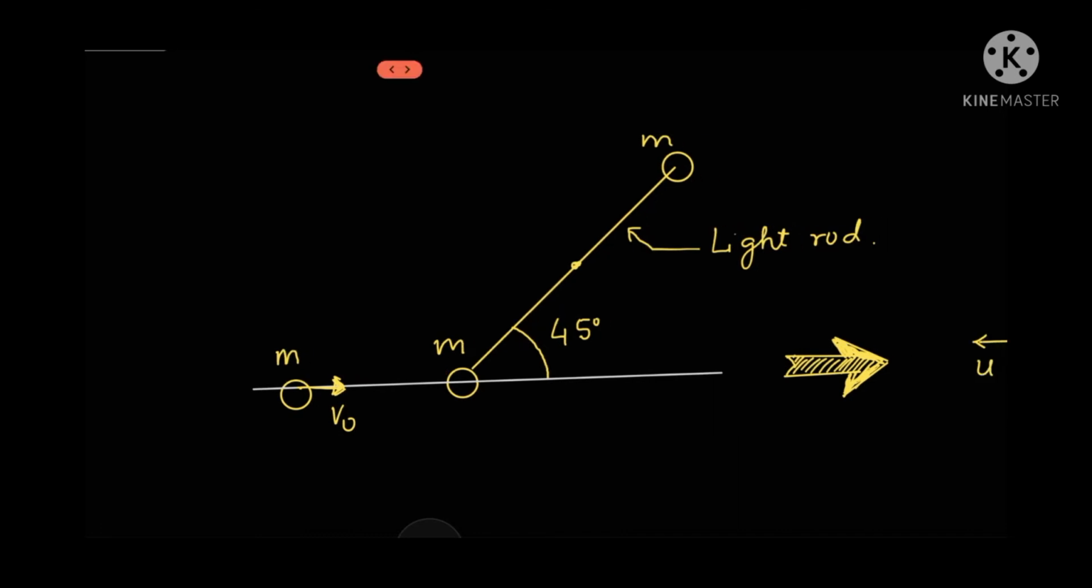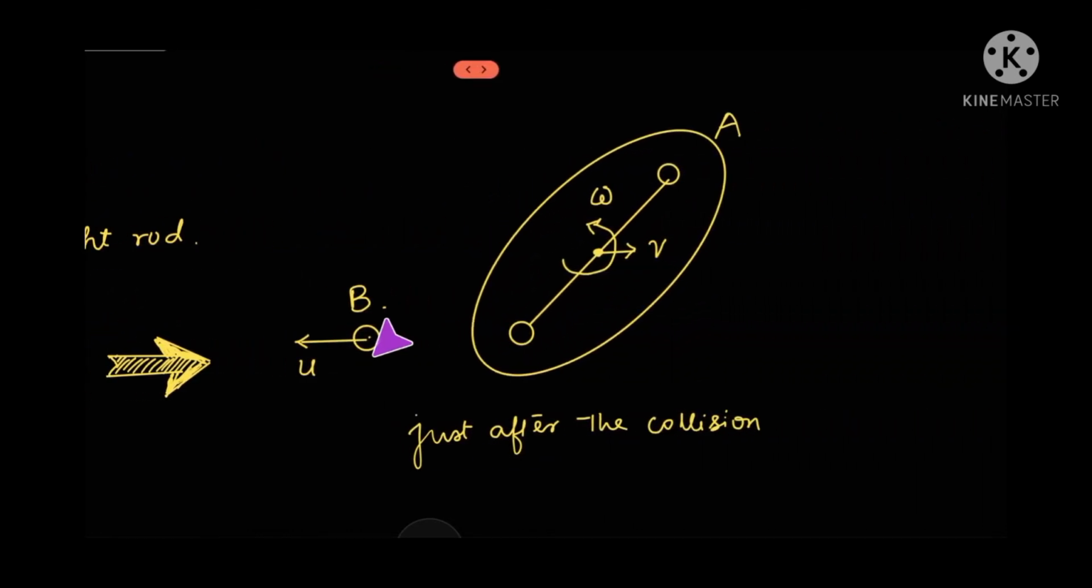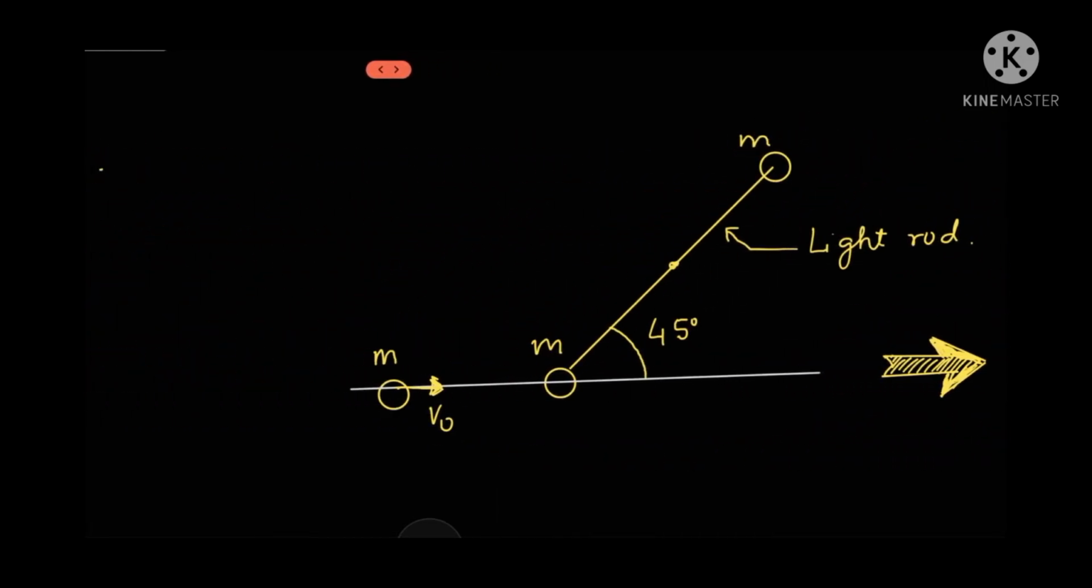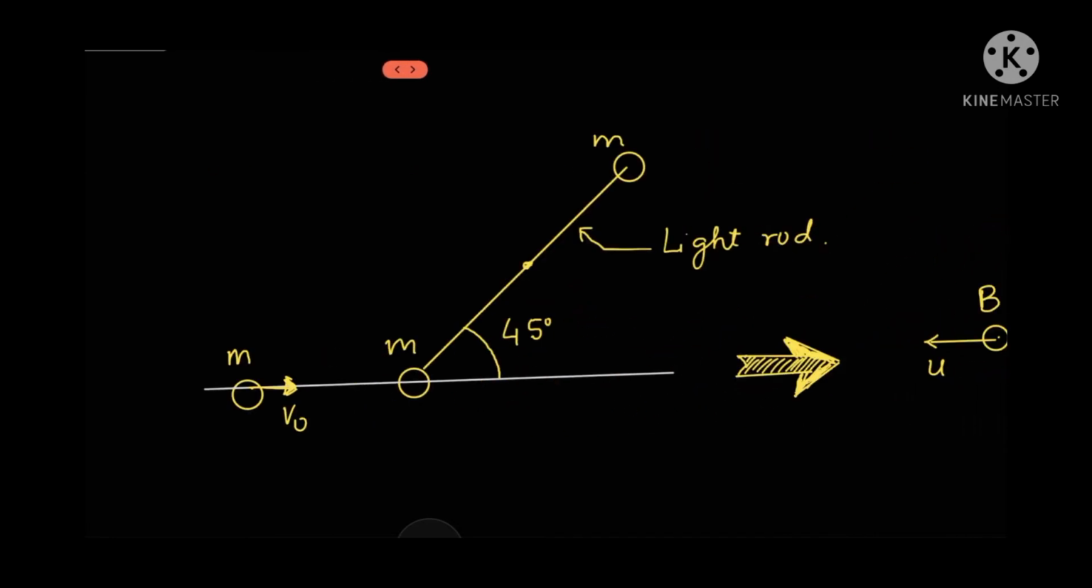as it is given in the question, and after collision, suppose this sphere is moving back with velocity u, and I've taken this arrangement as system A. Suppose the center of mass of system A is moving with velocity v, and the rotation about the center of mass of this system is omega. Since it is placed on a horizontal surface, all weights will be cancelled by the normal reaction of the horizontal surface. So there is no external force acting on the system. All external forces cancel out.